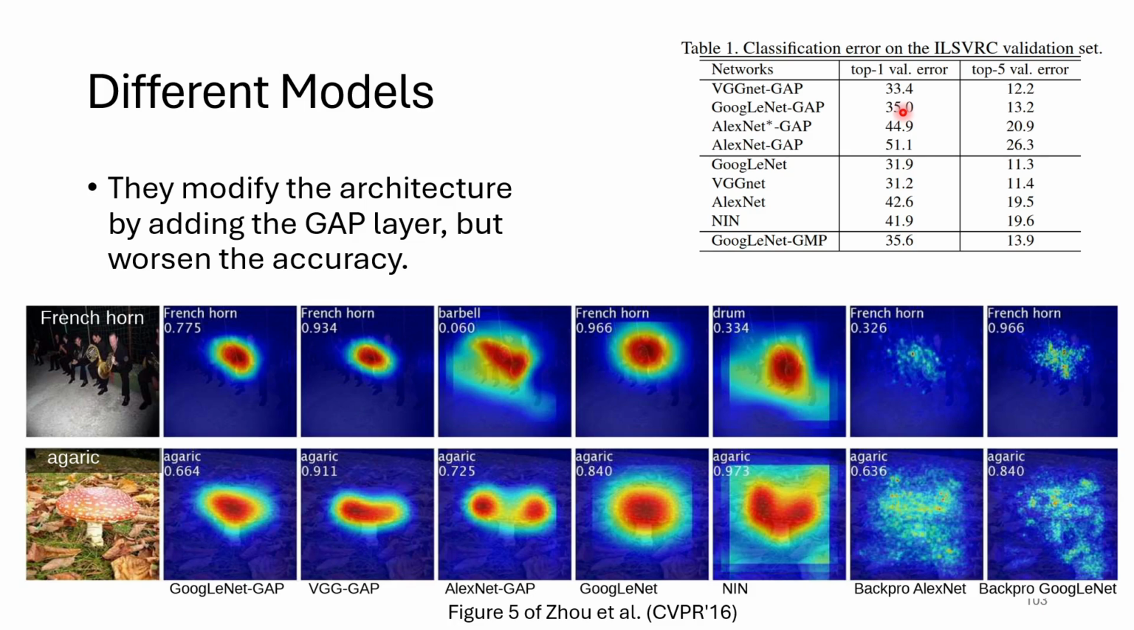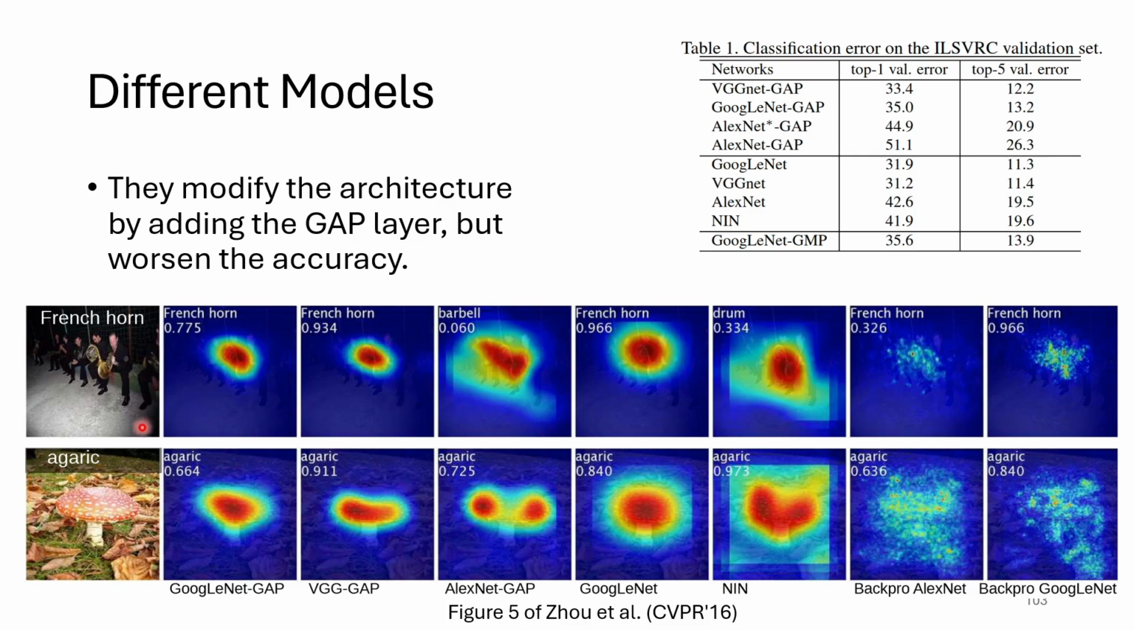What does it mean? Poorer performance. All right, and the top 5 error for VGG is also 11%, but for the modified architecture, it becomes 12%. So it means this is a sacrifice. They sacrifice the performance to gain the capability to show the heat map. So this is the trade-off.